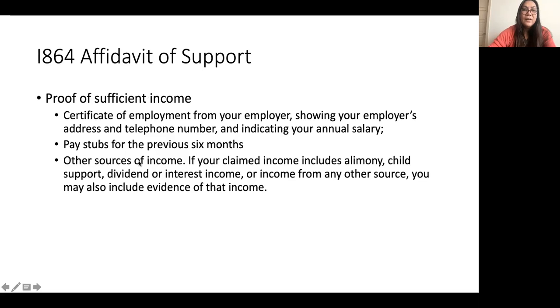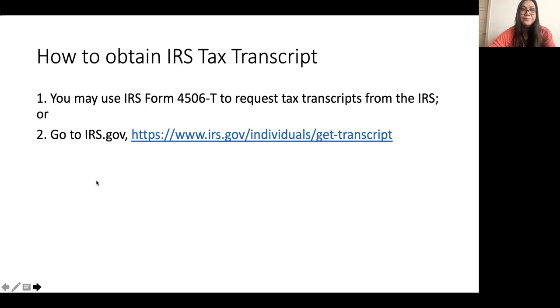All right. Other sources of income. If you claimed income, if your claimed income includes alimony, child support, dividend or interest income, or income from any other sources, you may include evidence of that income. All right. So these are the documents that you need to present to show that you have sufficient income to sponsor the immigrant.